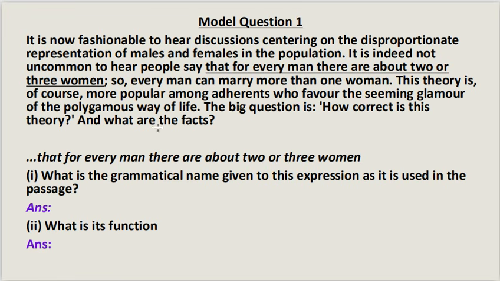In this paragraph, this group of words is underlined: that for every man there are about 2 or 3 women. But we are not going to look at the underlined group of words in isolation. We are going to look at it in the sentence. It is indeed not uncommon to hear people say that for every man there are about 2 or 3 women. Now it is asked, what is the grammatical name given to this expression as it is used in the passage? What is its function? I'm going to give you a few seconds. You might pause this video in order to buy yourself more time to answer the question on your own. In the next screen, I will give my own answer and then explain. You can then compare and contrast my answer with yours to determine whether you're right or wrong.